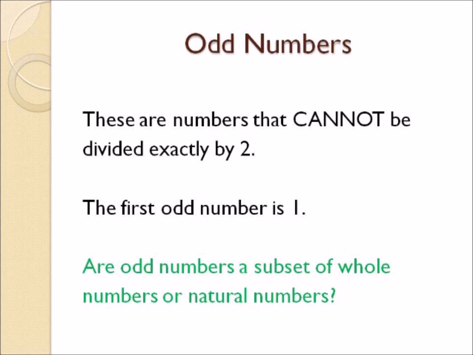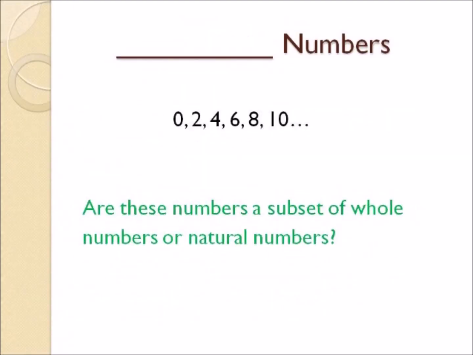Now, another set of real numbers are odd numbers. These are numbers that cannot be divided exactly by 2. When you divide by 2, you'll always get a remainder of 1. The first odd number is 1. Odd numbers are a subset of whole numbers or natural numbers. Since the first one is 1, it has to be a subset of natural numbers. Remember, whole numbers begin with 0, but there's no 0 among the odd numbers. So it's a subset of natural numbers. Those are your odd numbers.